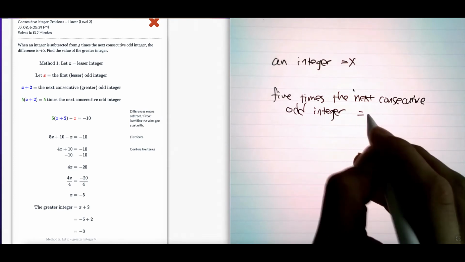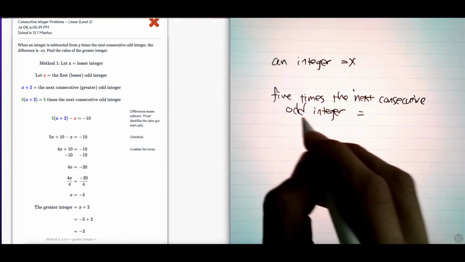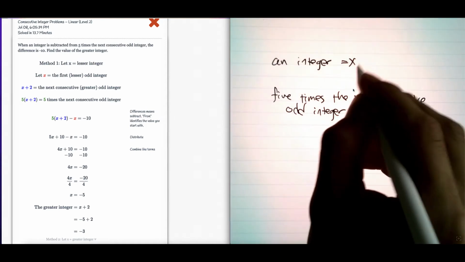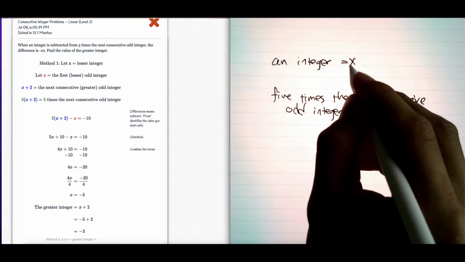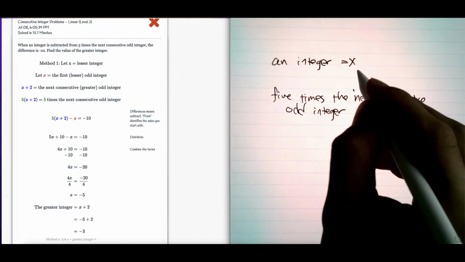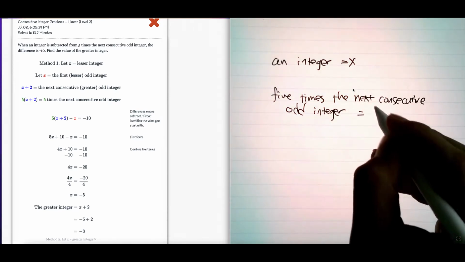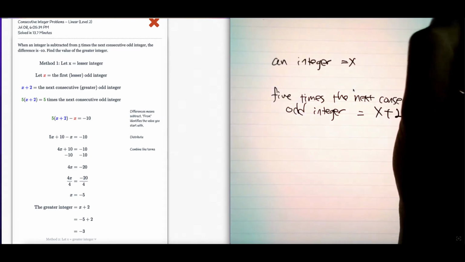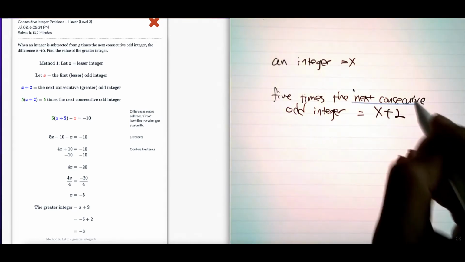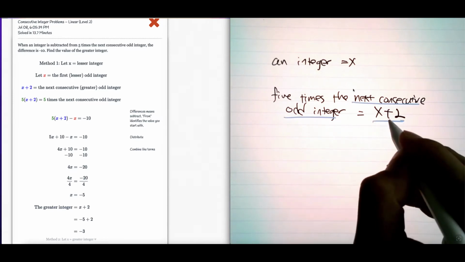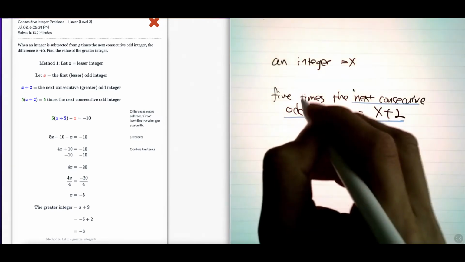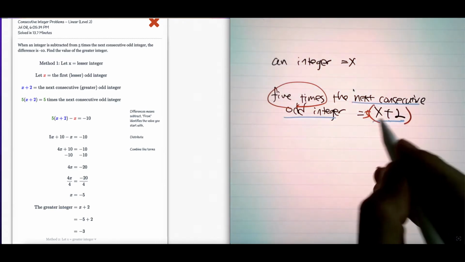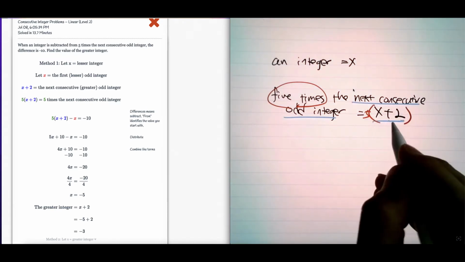Okay, so a consecutive odd integer means you have to add 2 more. You have an integer, and let's say that's 5, then we should expect the next consecutive odd integer to be 7, right? So you get x plus 2. Next consecutive odd integer is x plus 2. The fact that it says 5 times means you need to multiply the entire parenthesis by 5. This value times 5.